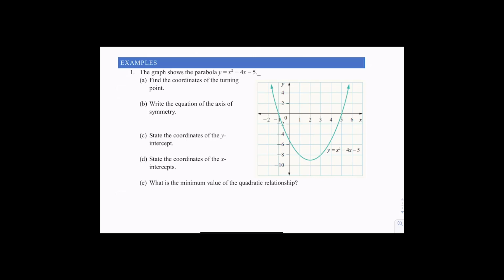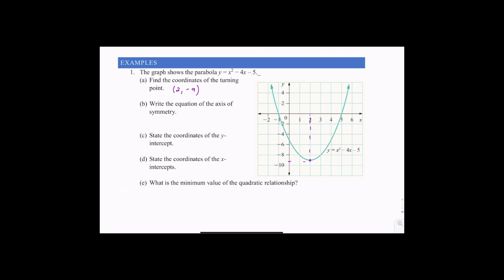Here I have an example of a graph, y equals x squared minus 4x minus 5, and I've said find the coordinates of the turning point. So the turning point is the lowest value of the parabola, and it's where it turns around, which would be the point here. The x value is 2, and the y value looks like it is negative 9. So it's the point (2, -9), which gives me the turning point.